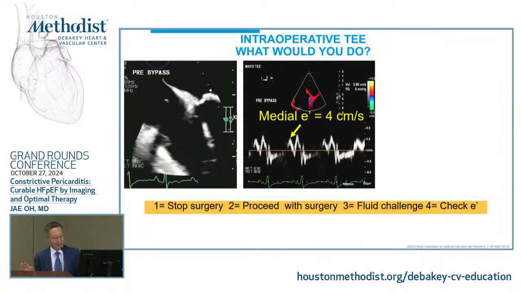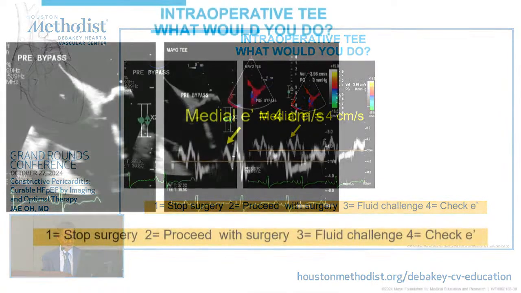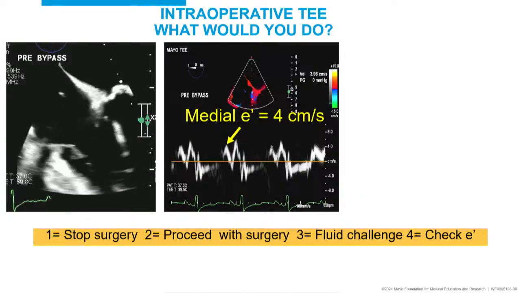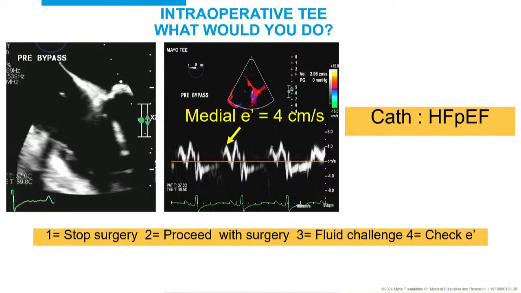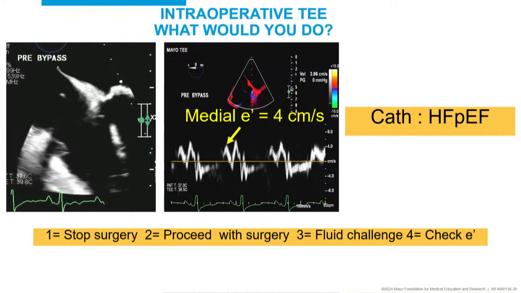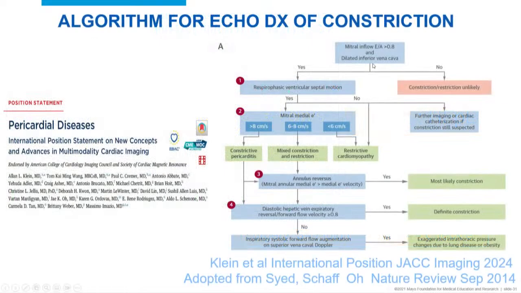So we had a huge conference call, and then the surgeon said, if that's what the cardiologist said, we'll stop and then reevaluate. And he underwent other extensive evaluation, including cardiac cath. It turned out to be a patient with HFpEF with no pericardial disease. So E prime velocity plays a significant role in diagnosing patients with constrictive pericarditis.